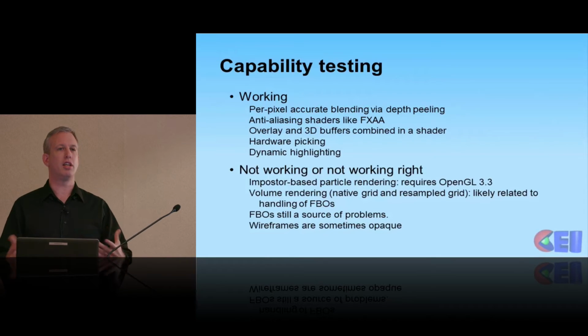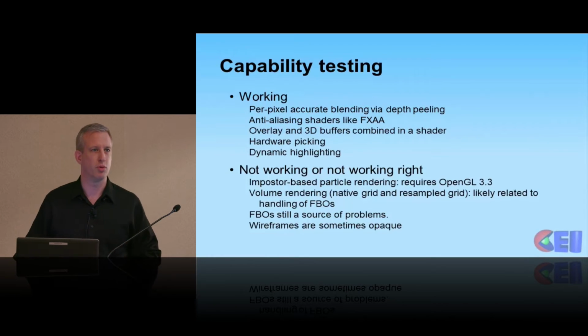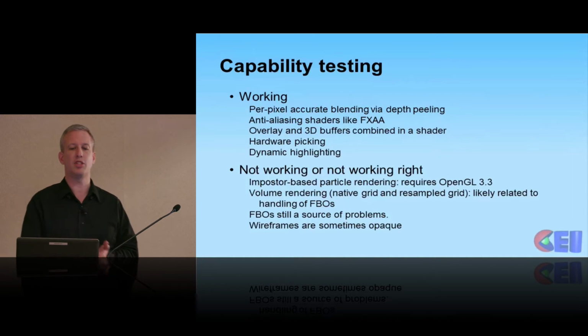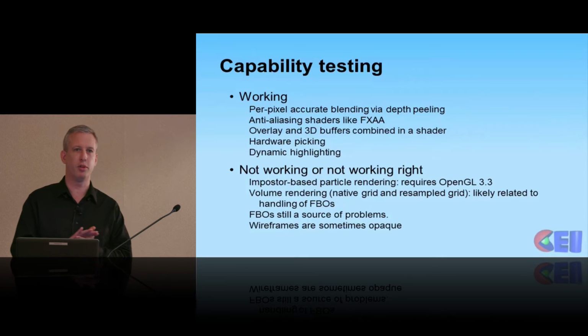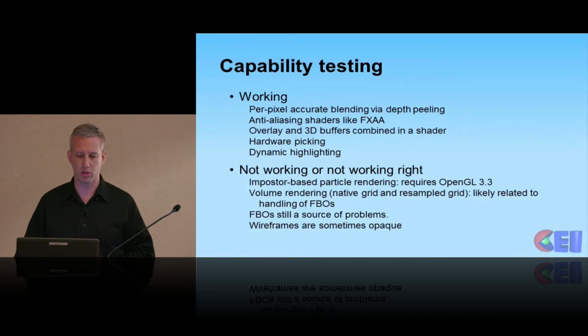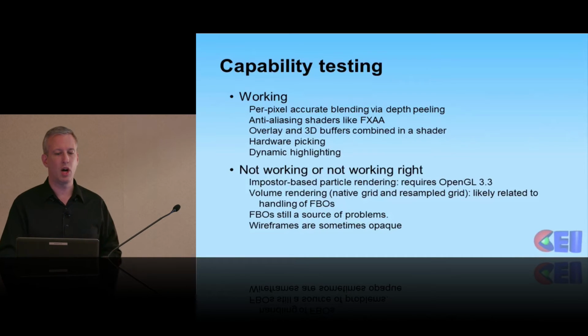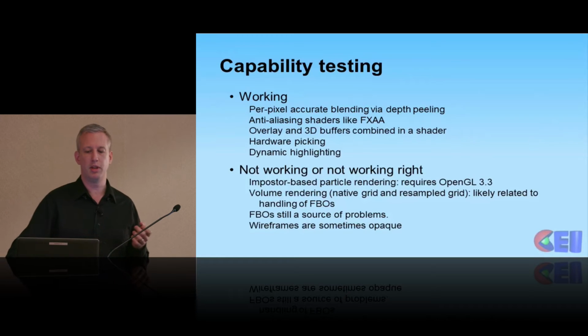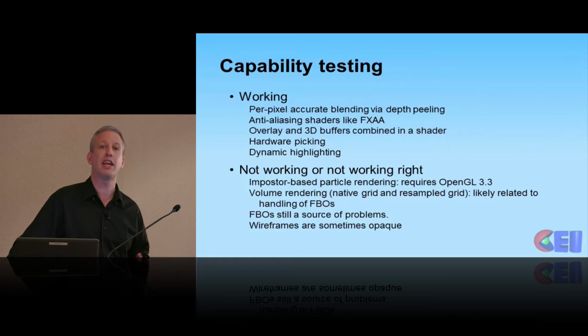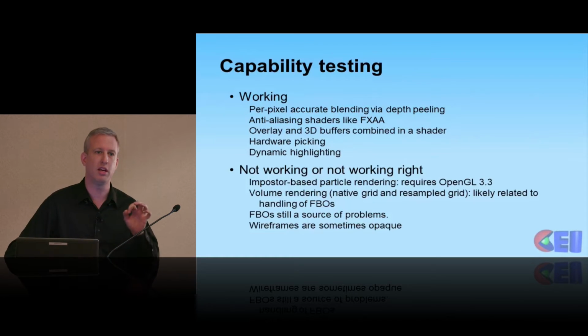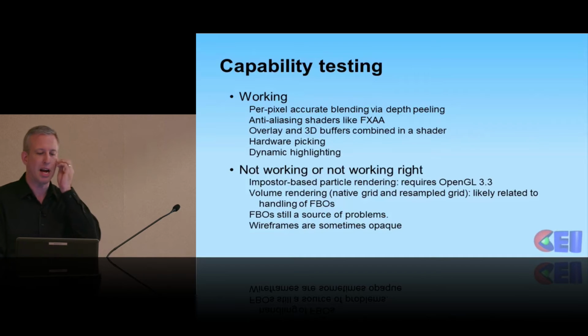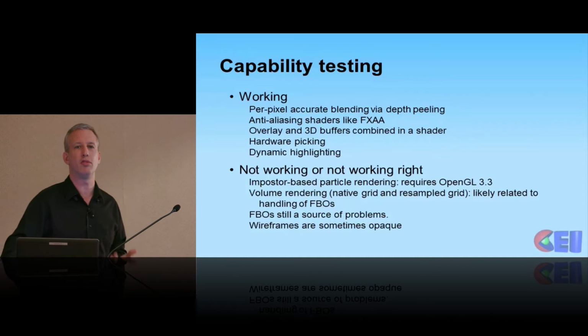There are things that aren't working yet, and we're certainly working on this with Intel. The imposter-based particle rendering, we need OpenGL 3.3. We're close there. We don't have volume rendering, either native grid or resampled grid. We have not explored this. We don't know what it is yet. It's probably related to FBOs.